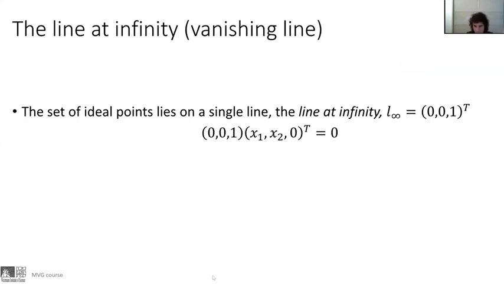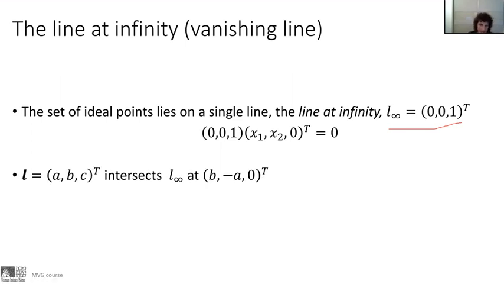Now, if you take special care and ask yourself, does the infinite point lie on some line? The answer is yes. It lies on the line at infinity, which we call L infinity. Why is this? Because if I take (x1, x2, 0) and multiply it by (0, 0, 1), I get 0. Therefore, all the infinite points, the vanishing points, land on the vanishing line, which in homogeneous representation is this line, okay?